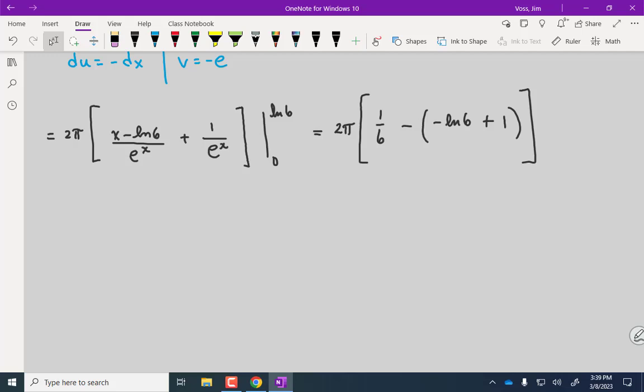We will end up with positive natural log of 6, and there's going to be a 2 pi out in front, positive natural log of 6, and then 1/6 minus 1. So 1 over 6 minus 6 over 6, which is minus 5 over 6. So that'll be our final answer.